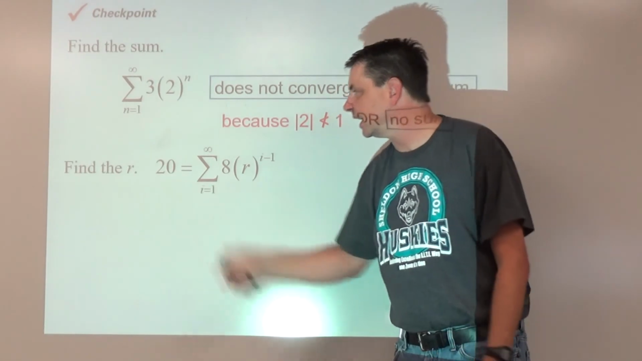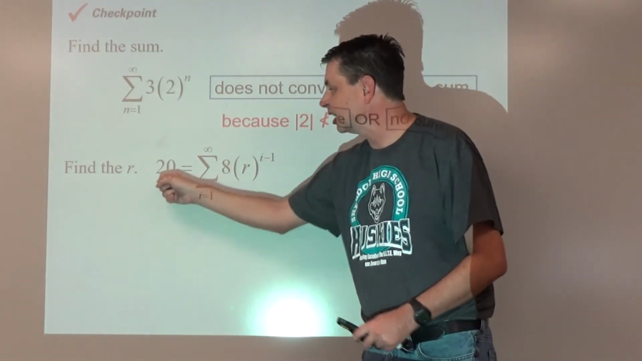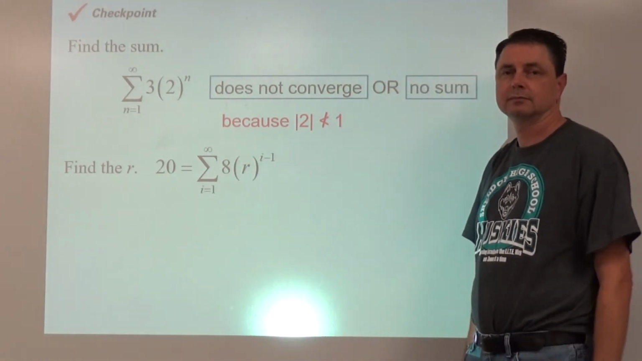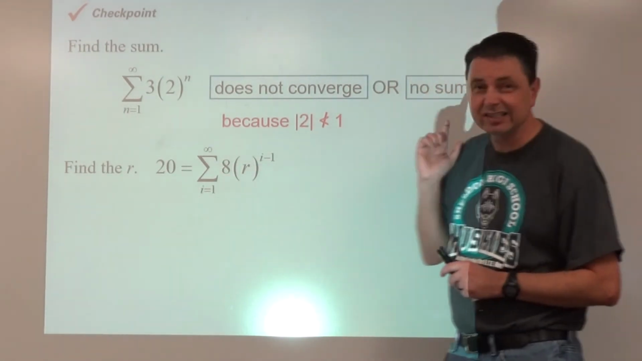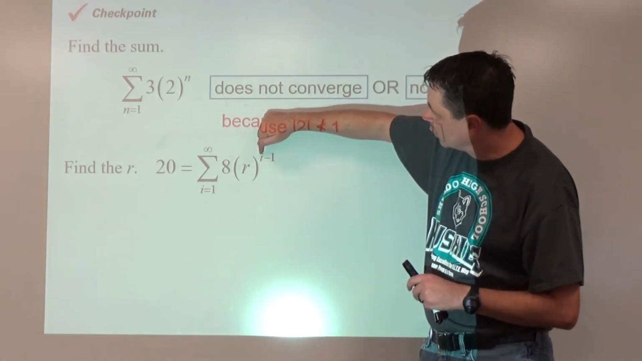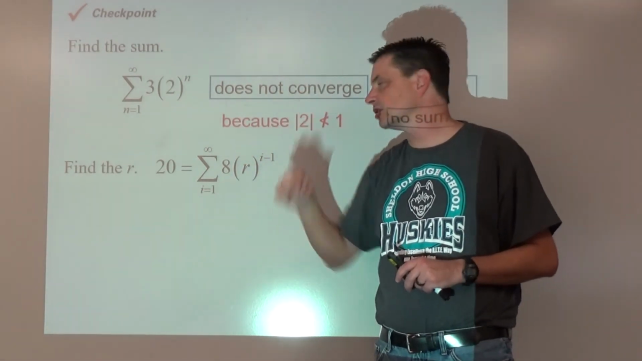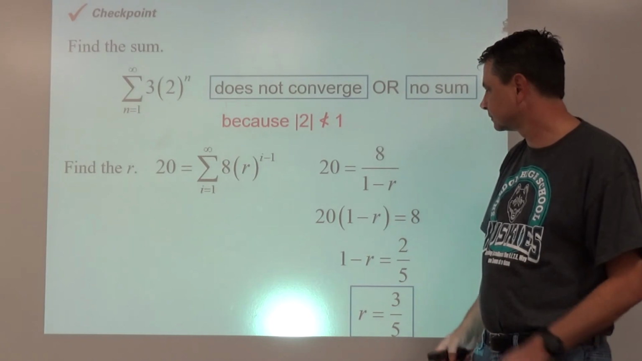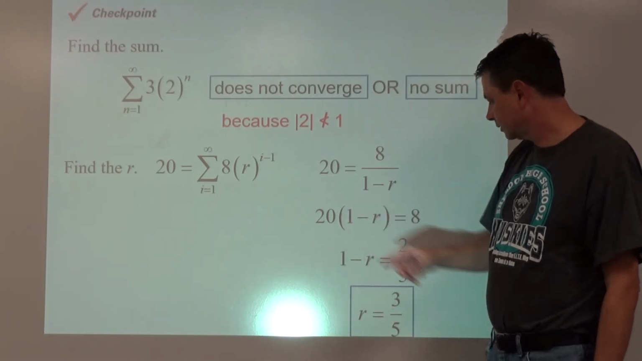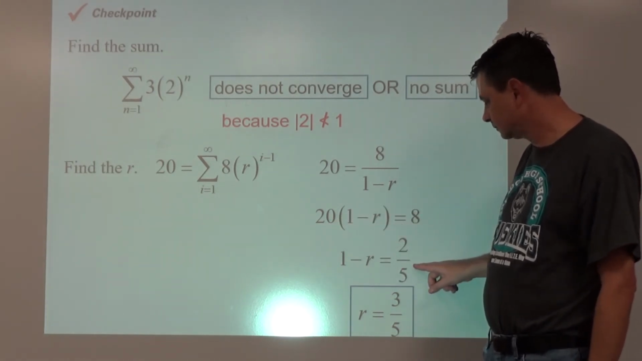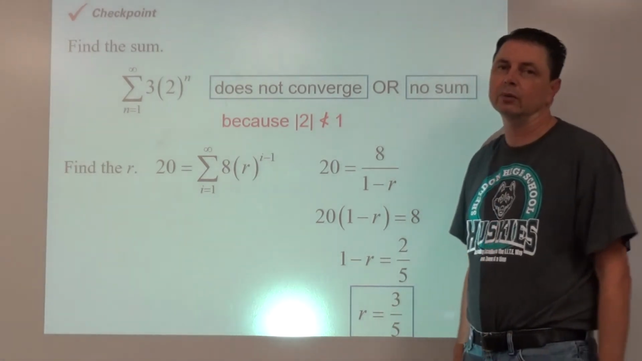Next problem, let's see if we can find the r value for which the infinite sum would be 20. So 20 equals a sub 1 over 1 minus r. What is a sub 1? Plug in a 1, we get 0. r to the 0 is 1, times 8 is 8, so 8 is our a sub 1, that's on top, over 1 minus r. Multiply both sides by 1 minus r, divide by 20, add r, subtract that, and get r is 3/5, or 0.6. That would qualify.